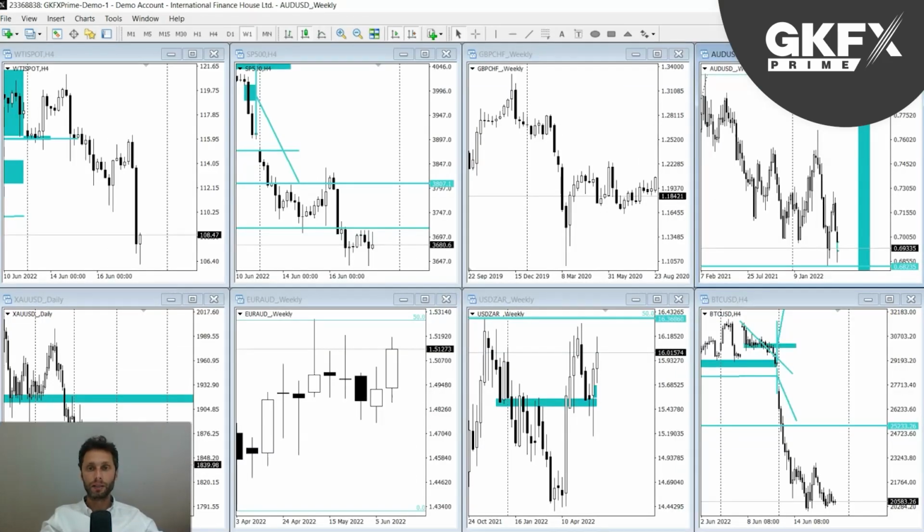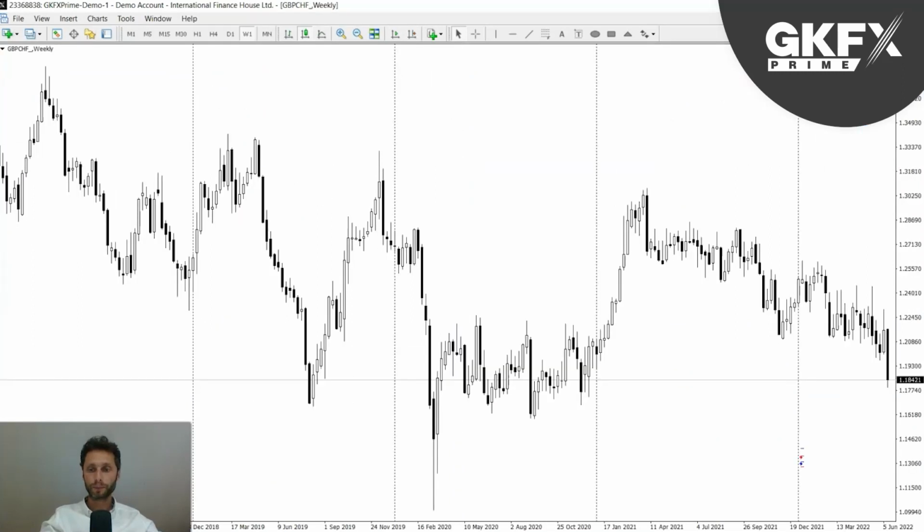Okay, that's the Aussie dollar. Let me go on to now the pound Swiss, which I had a look at.